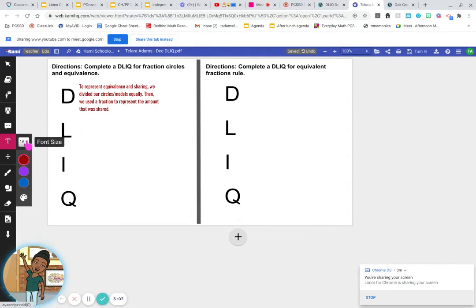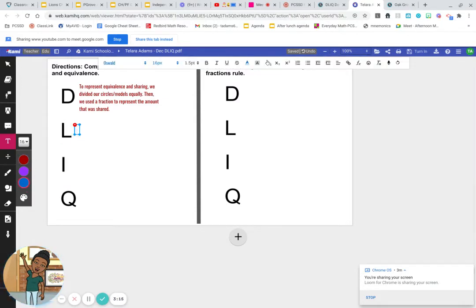Your L, guys, sorry about that announcement there. Your L is what did you learn? I'm going to choose a different color for this one. What did you learn? You're telling me in your own words. I learned whatever it is that you learned. Did you learn that you can divide 2 ways or 3 ways? Did you learn that each person will still receive the same amount no matter how you divide the circles? That's what I'm going to put.